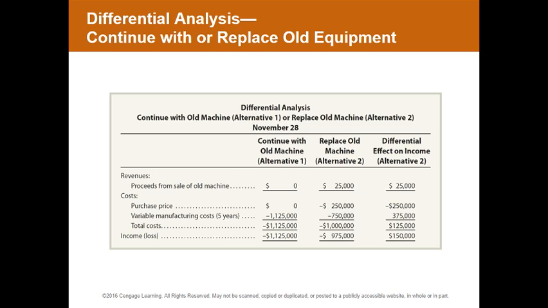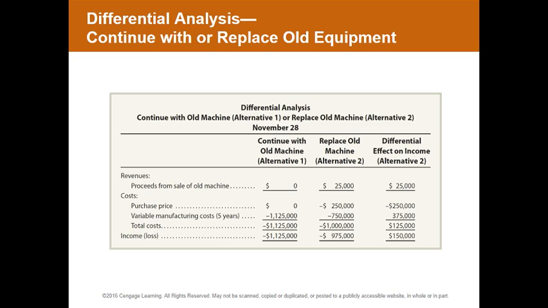Income or loss related to each alternative is 1.1 million of a loss underneath the old machine and 975,000 of a loss underneath the new machine. Therefore, when we come over to our differential effect on income, if we were to replace the machine, we would actually have $150,000 of increased income that we would be able to capture.